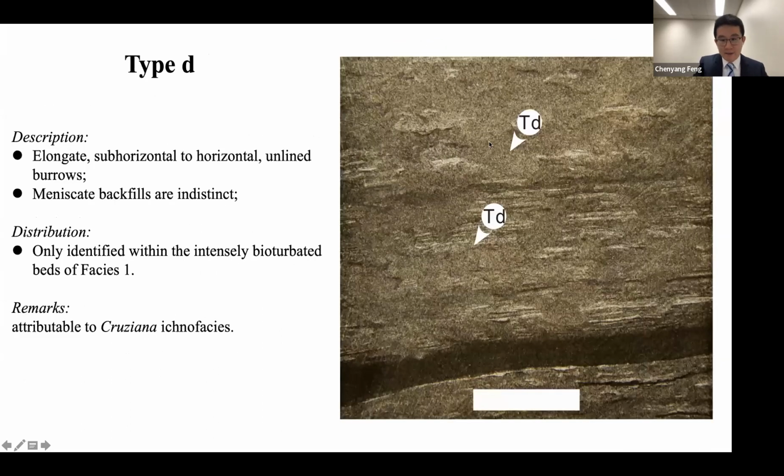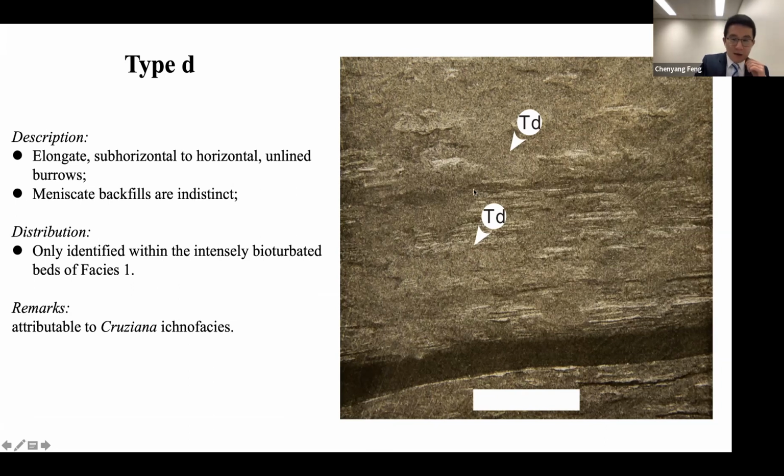Type D is an elongate, subhorizontal to horizontal, unlined burrow, and they are minuscule but vague or indistinct.